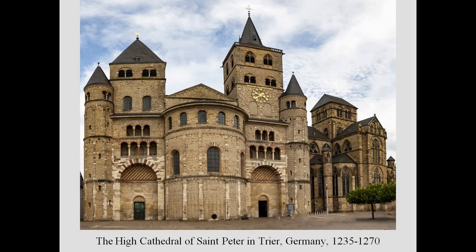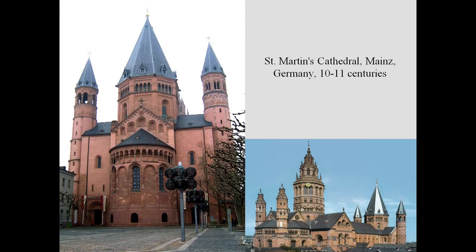Here we can see an example of Romanesque German architecture, the High Cathedral of St. Peter in Trier, that was constructed between 2035 up to 2070. So we can see that the plan looks quite complicated, but from another point of view, the church is still symmetrical. It has the elongated type of plan that we call basilica. We see here the semicircular apse, the great usage of a semicircular Roman arcade.